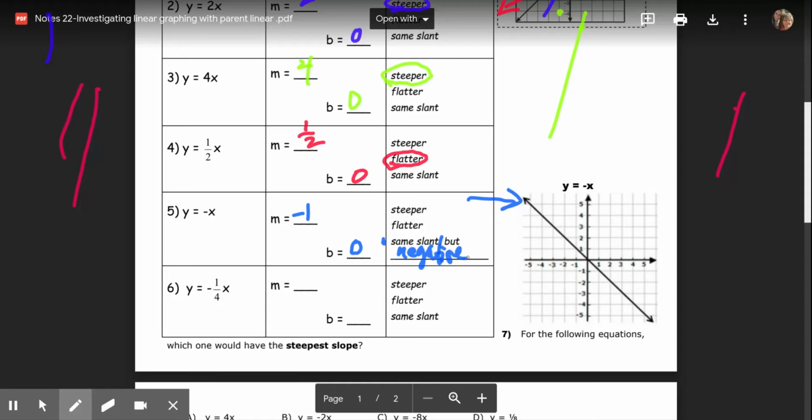All right, let's take a look at number 6. Y equal -1/4 x. So -1/4, and your b is 0. If we go down 1, right 4, or you could go up 1, left 4. Regardless.